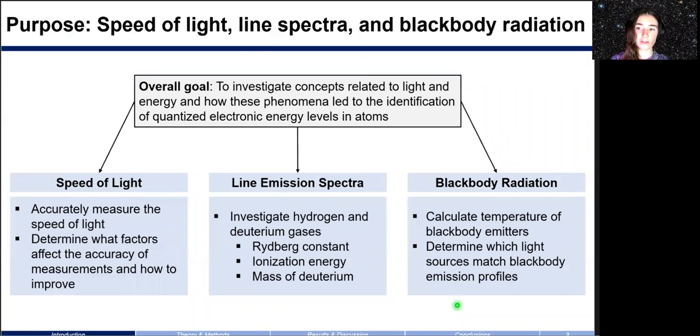So the overall goal of this experiment was to study some important concepts surrounding light and energy, as they provided some important evidence to the existence of quantized electronic structure in atoms and molecules. And this experiment was broken down into 3 separate parts. So the speed of light will be measured, and the line emission spectra of hydrogen and deuterium will be investigated, and the temperature of potential blackbody emitters will be calculated.